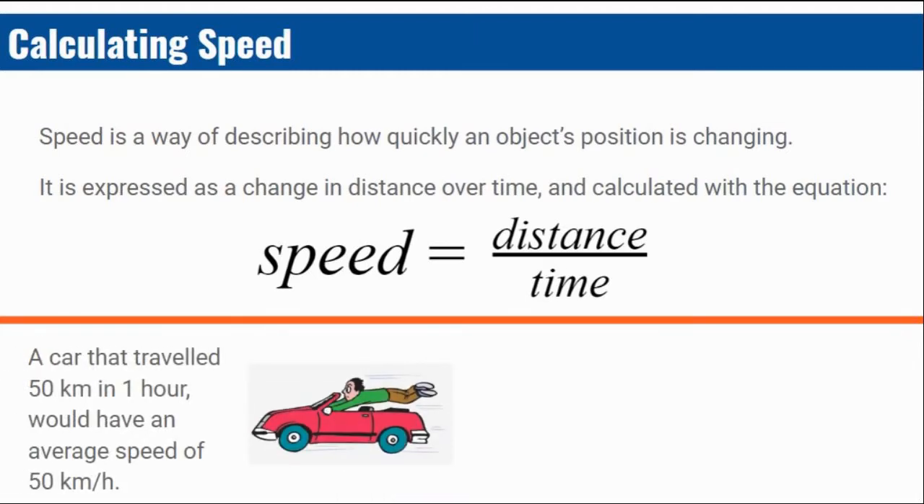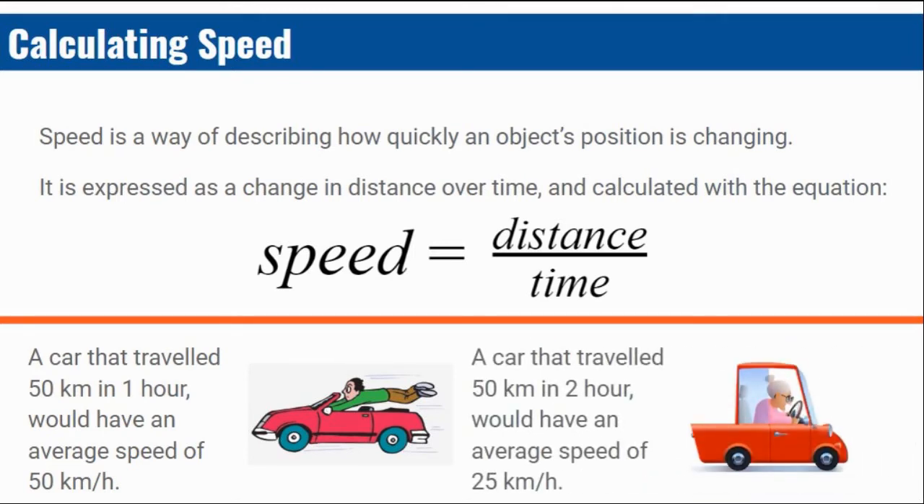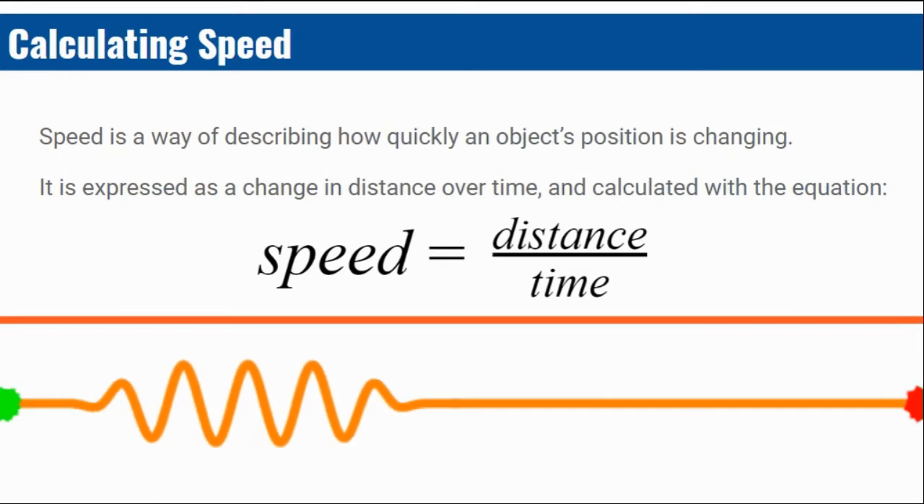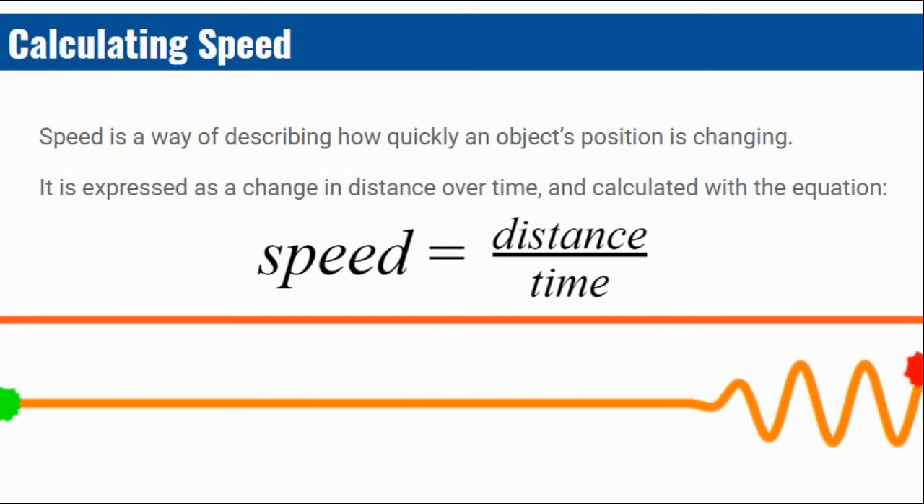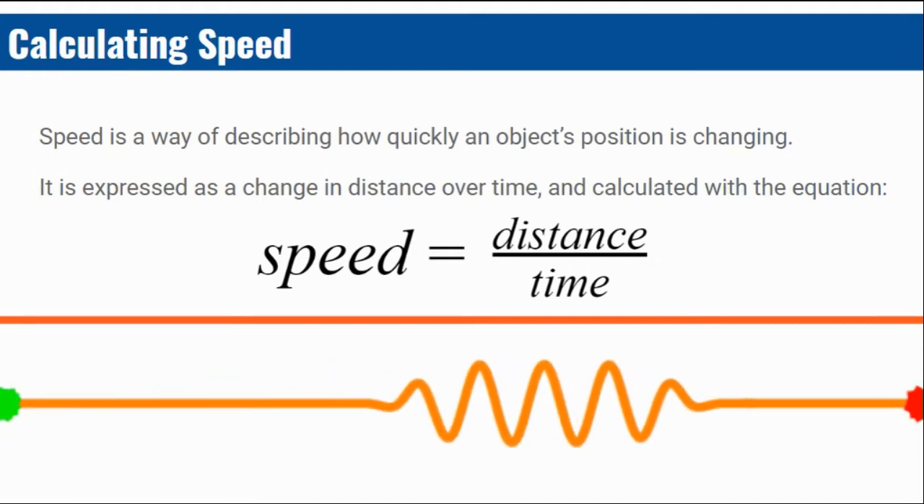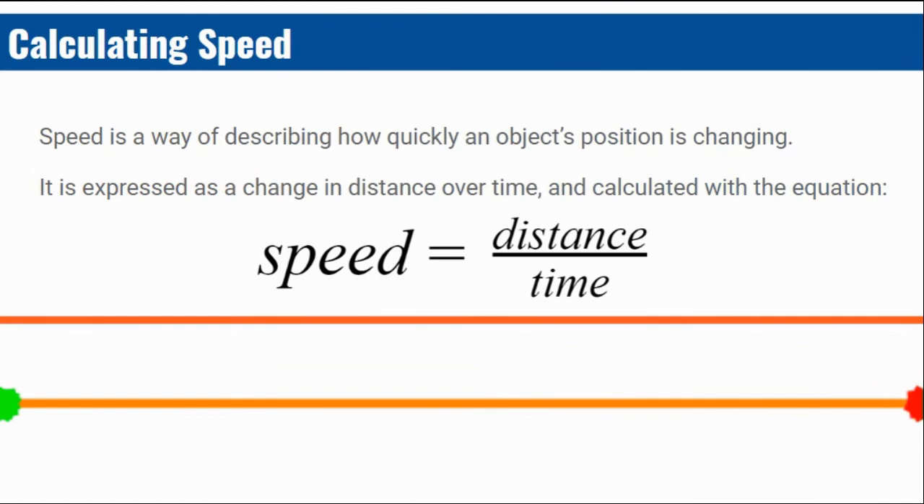For example, a car that travelled 50 kilometers in 1 hour would have an average speed of 50 kilometers per hour, and a car that travelled 50 kilometers in 2 hours would have an average speed of 25 kilometers per hour. Now, a wave is just a disturbance that's moving through something, so we can calculate its speed the same as any object. If we know how far it's travelled and how long it took, we can calculate its speed.